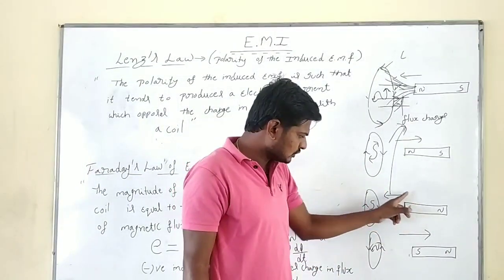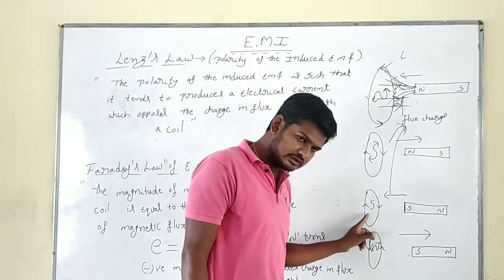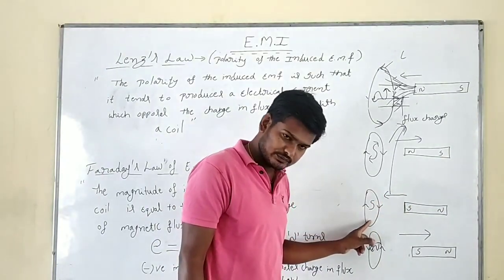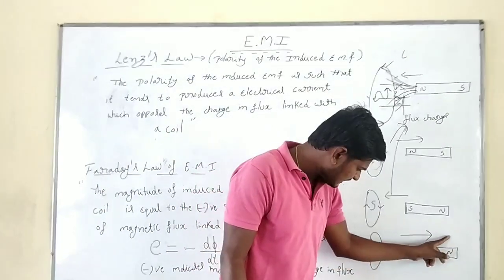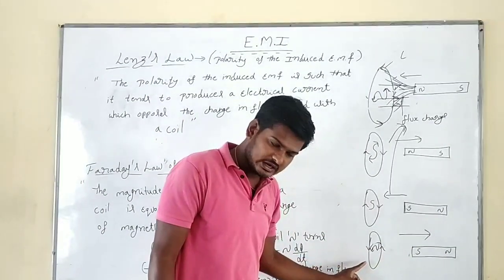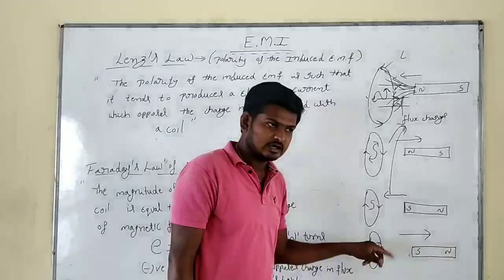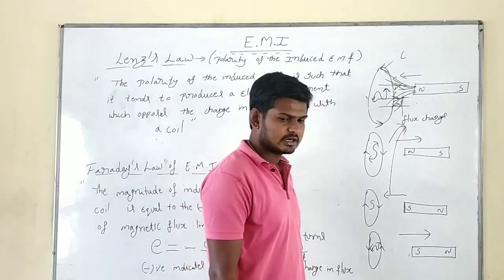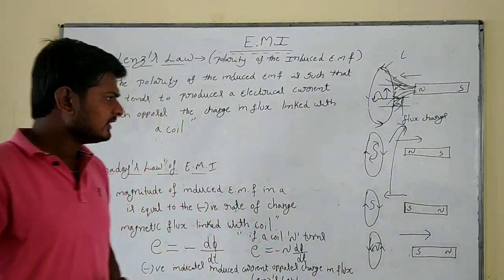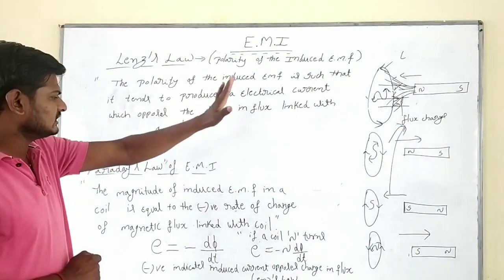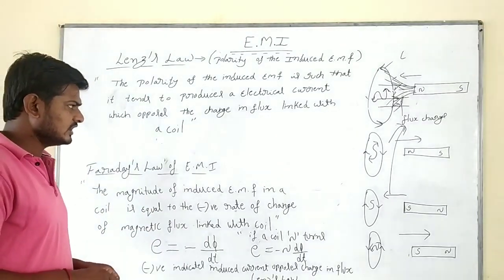When the south pole moves towards the coil, the face of the coil is going to become south and current is going to flow in a clockwise direction. When the south pole moves away from the coil, what will happen? The face of the coil is going to become north and current is going to flow in an anti-clockwise direction. This is about Lenz's law and the polarity of the induced EMF.